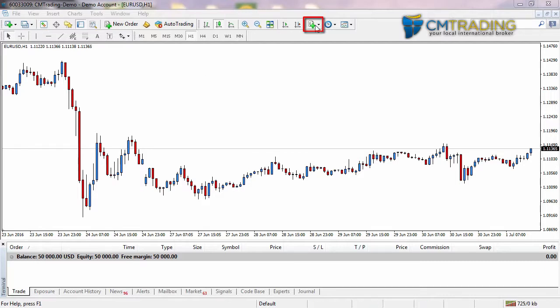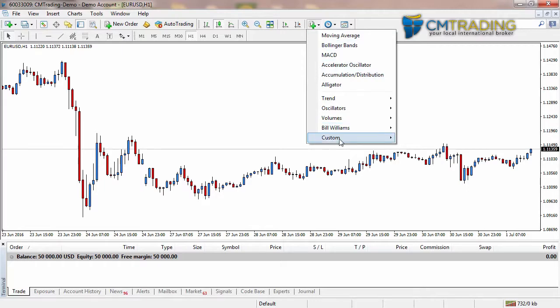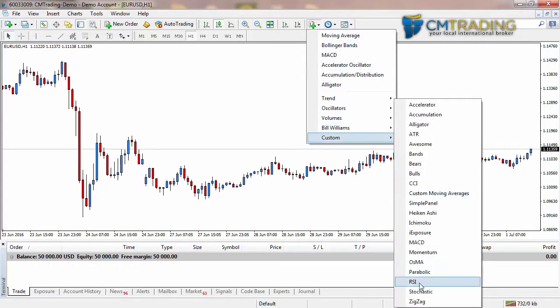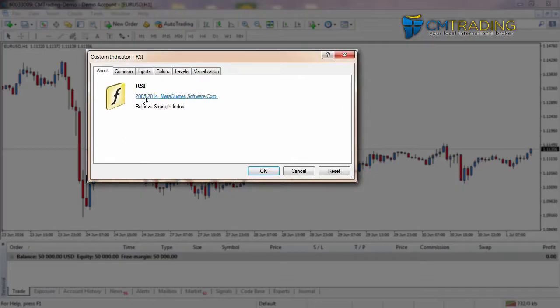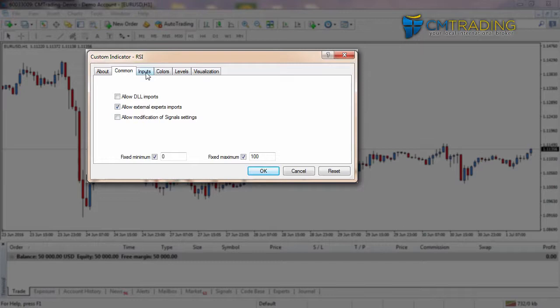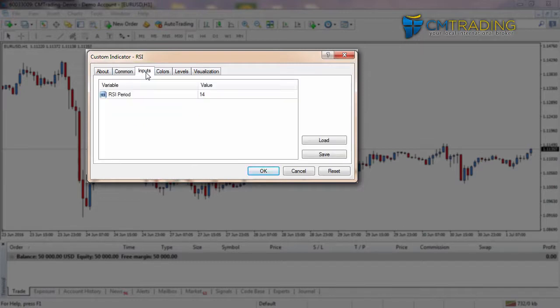So we head on over to our indicators list button again, and you will find it under Custom and then RSI. See here we have the About section again. We click on over to Common. We don't need to change any of these settings. Then under Inputs, we have the RSI period. With all indicators, remember that the period is how much historical data it is going to take into account to give us the actual value.